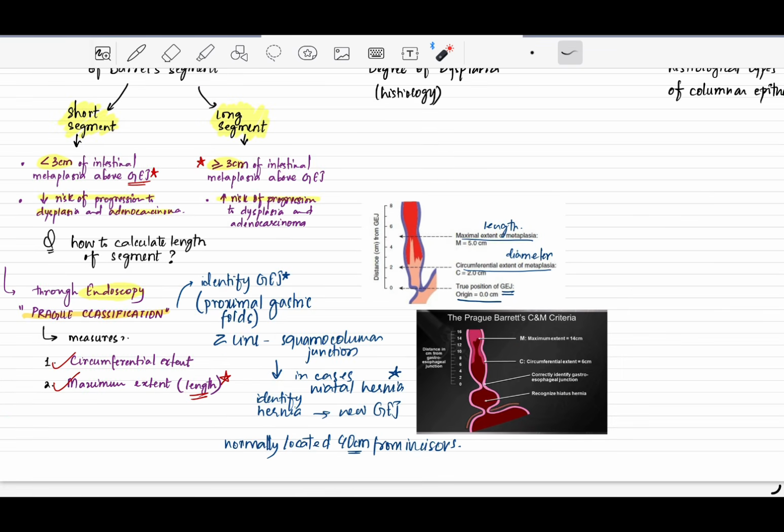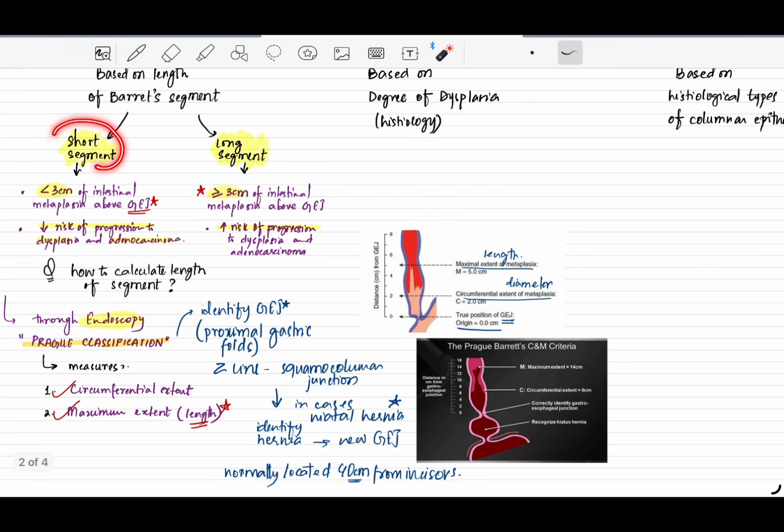This is how we take the length, and then we can divide it into either a short segment or a long segment, depending on whether it is less than 3 centimeters or greater than 3 centimeters.